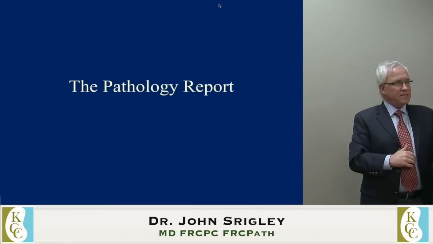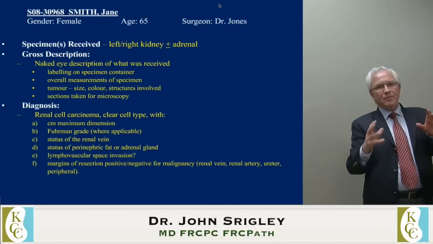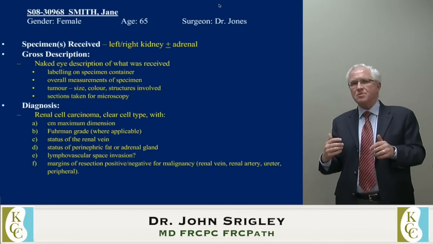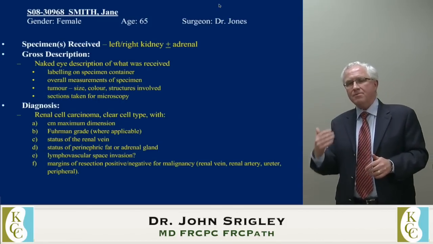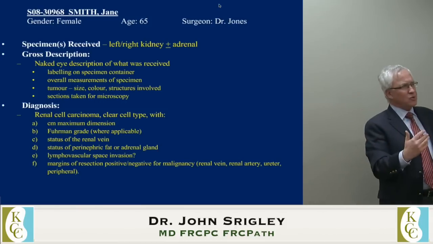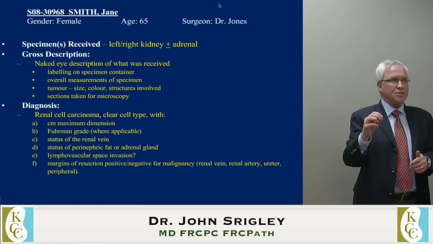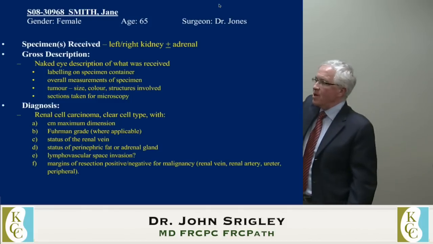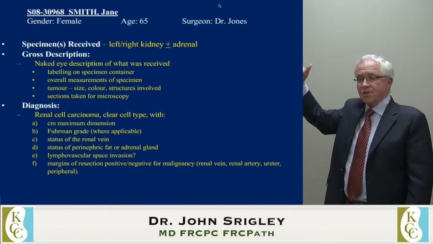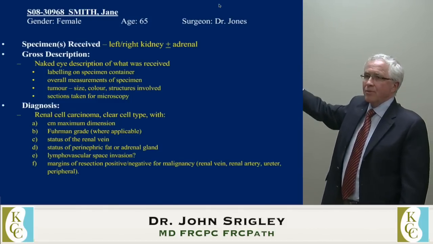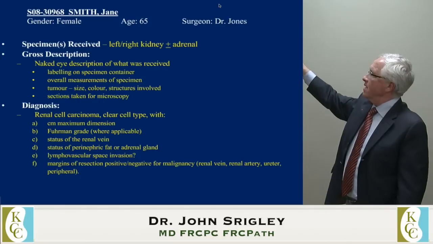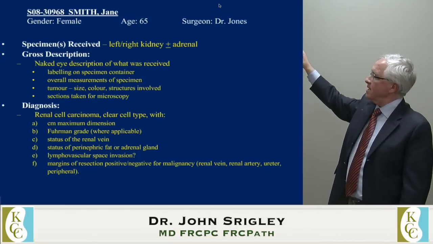So every report is structured maybe a little bit differently in terms of the formatting, but there are a number of major themes that you see throughout a pathology report. At the top of the report, as you can see here, we have the demographic information: the patient name, the identification numbers, the patient's date of birth, and the surgeon that's involved in that particular case.